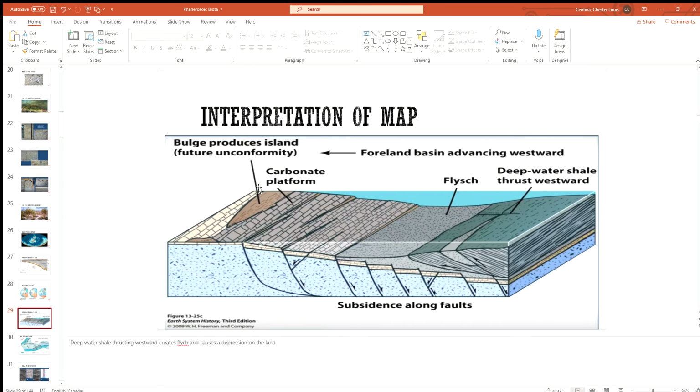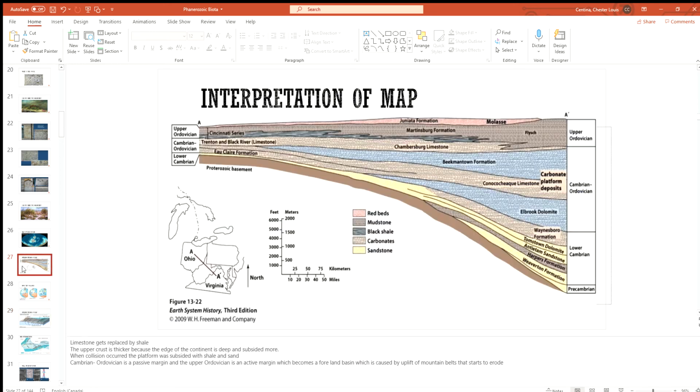What this image represents is the foreland basin advancing westward. When it collided, it had the flysch, and the siltstone and sandstone come up, and then it causes the carbonate platform to bulge, producing an unconformity, which is seen here. Hopefully you have some idea of how this works from the lab. We've talked about it. Hopefully you understood what happened.